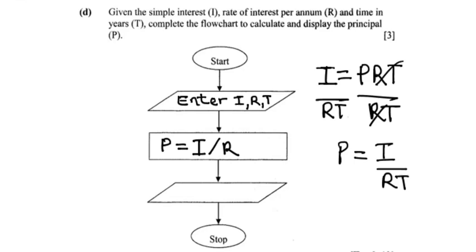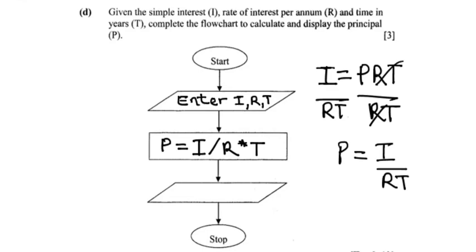Now R is multiplying with T. For computers we use a special character known as asterisk, or here I'm just going to simply write star, then T. So that completes the action stage. This is where we just simply write the formula: P is equal to I divided by R times T.